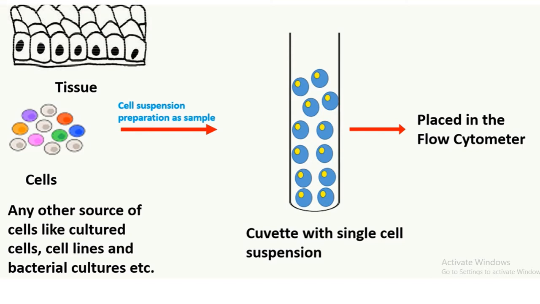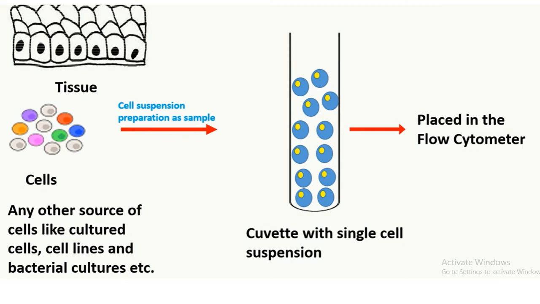Now, we can start with the tissue, or we can start from single cells, or we can take any other source of cells like cultured cells, cell lines, and bacterial cultures, etc. Whatever source you are starting from, you always have to prepare a cell suspension, and this cell suspension will be used as a sample. Now, you put that cell suspension in a flow cytometric cuvette, and you put this cuvette in the flow cytometer.